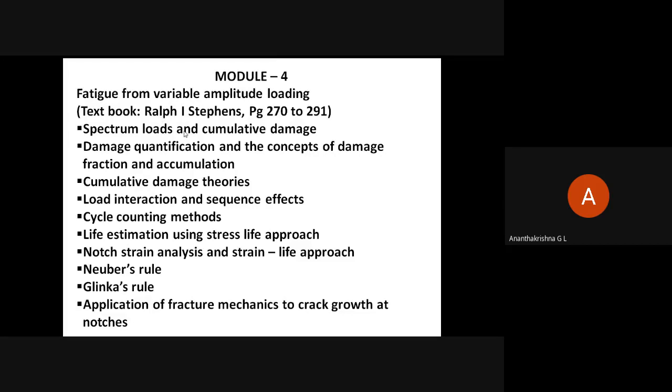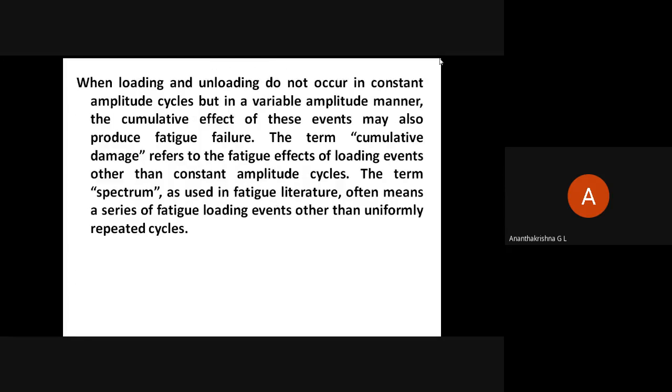Spectrum loads and cumulative damage quantification and the concept of damage fraction we need to know. Then we need to understand cumulative damage theories, that is, the Palmgren-Miner rule. Then we have cycle counting methods, which are very important, as to how to count the cycles. Whatever cycles we have, such as time-stress, load-stress, stress-strain cycles, they are all cycles. So how we count such cycles is what we learn here. Moving on to the introduction part.